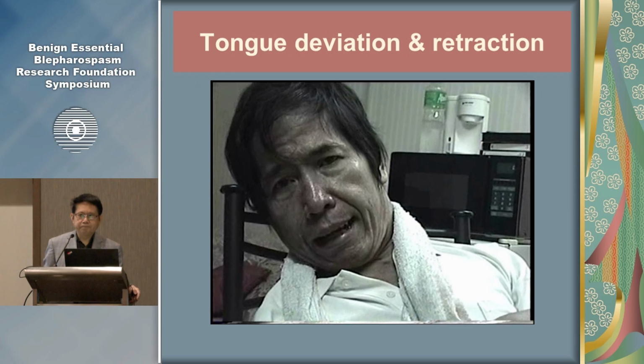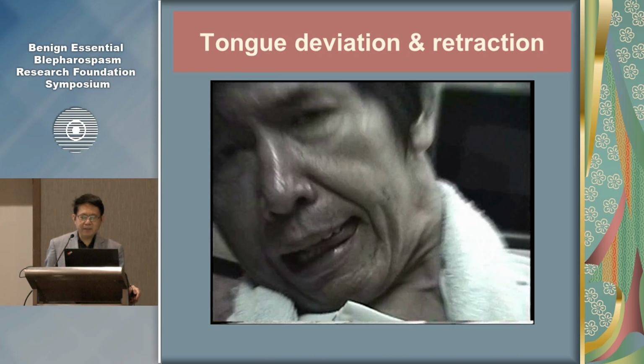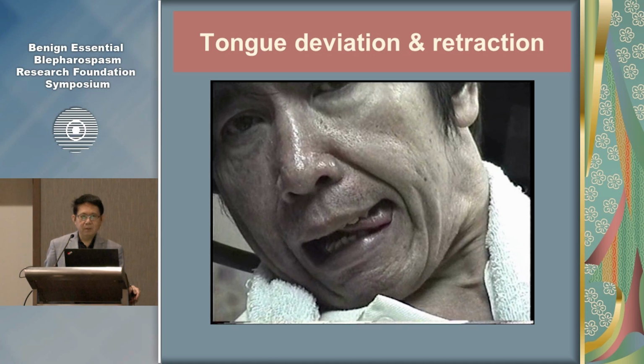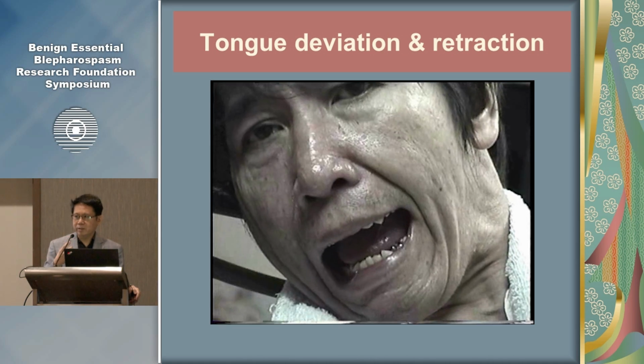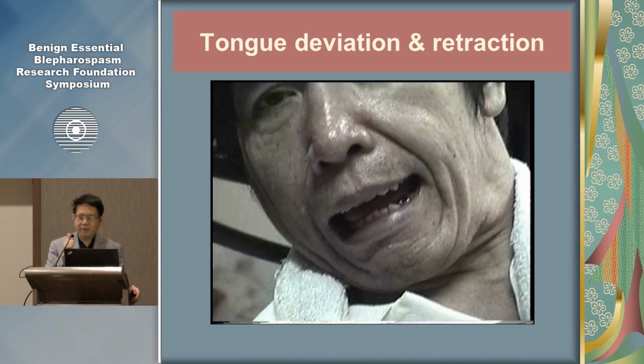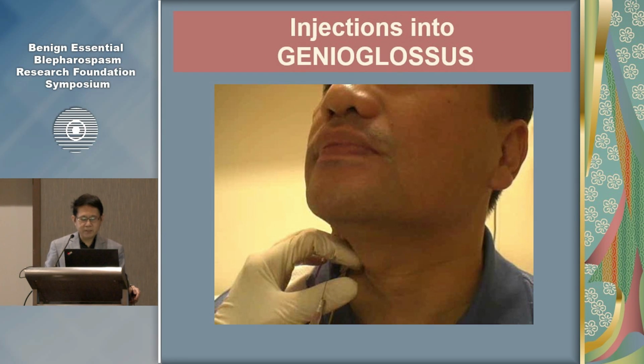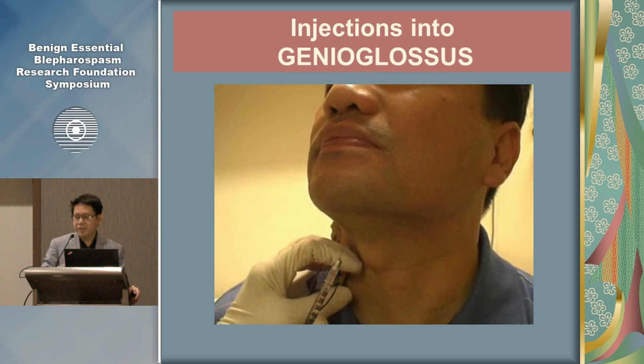Here's the opposite. I'm telling the patient, stick out your tongue. And he couldn't stick out his tongue. That's as far as his tongue would go. So this is a tongue retraction. So it's a different muscle. It's really important. Your doctor will say, okay, what exactly is happening here? Which muscles are dystonic? But this is an example of genioglossus.